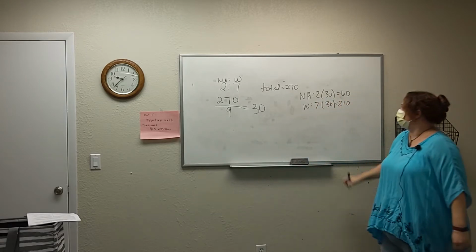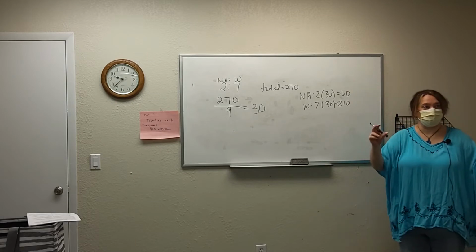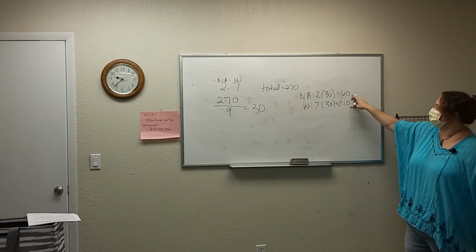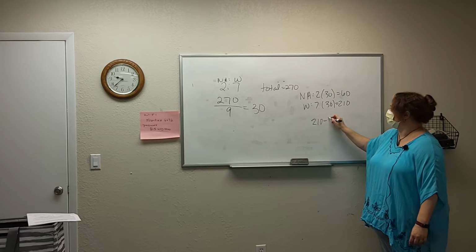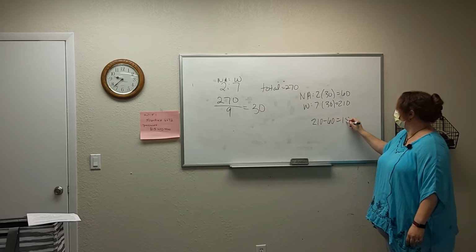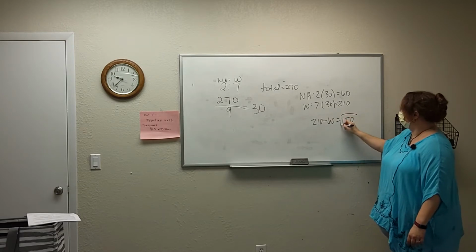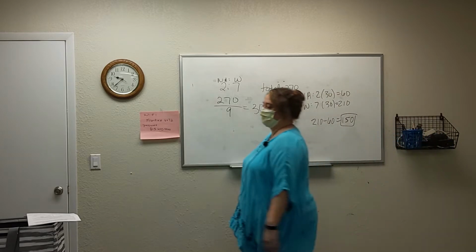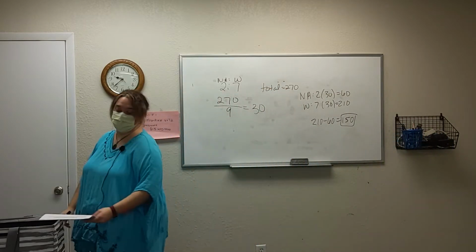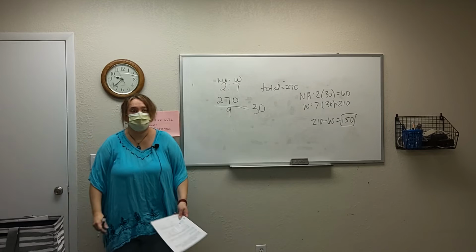And they want to know how many more grams of water are there than nitric acid. How many more means to subtract. So 210 minus 60, which is 150. Can't write. There we go. And that's C. Any questions on it? Yes, sir.